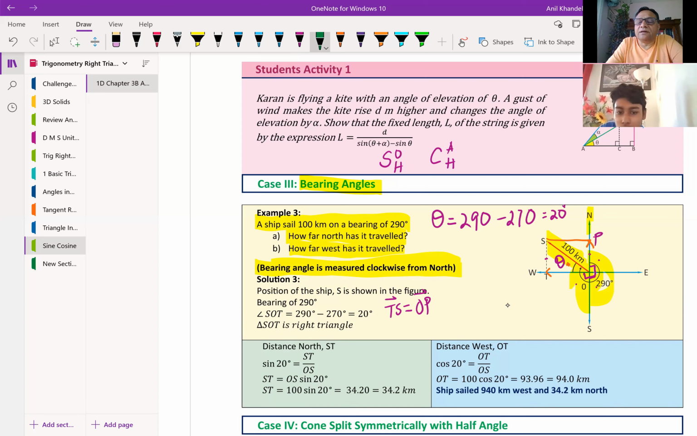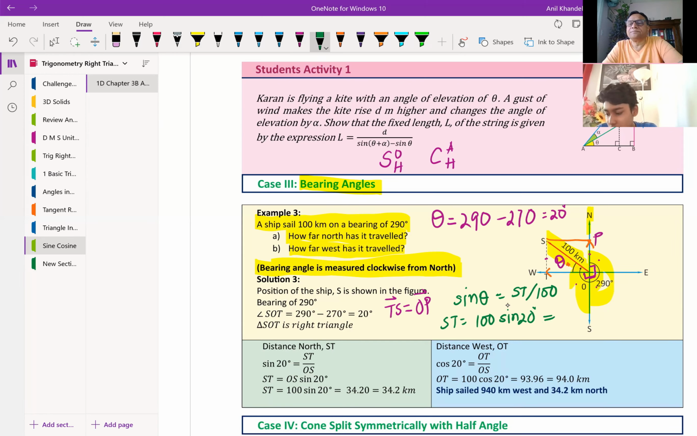So sine theta, and theta we know is 20 degrees, is equal to ST, the opposite side, over the hypotenuse, which is 100, correct? So ST is equal to 100 times sine of 20 degrees. Yes, sir. And ST is the same as traveling north, which is also equal to OP. So that much it travels north. Calculate. How much do you get? I got 34.2 kilometers, sir. That is absolutely correct. So ST is equal to 100 sine 20, which is 34.2 kilometers.